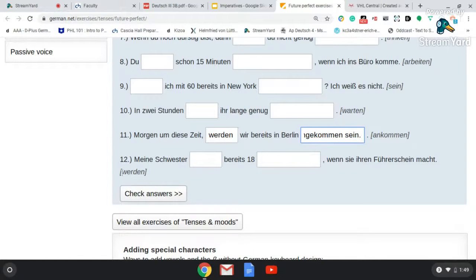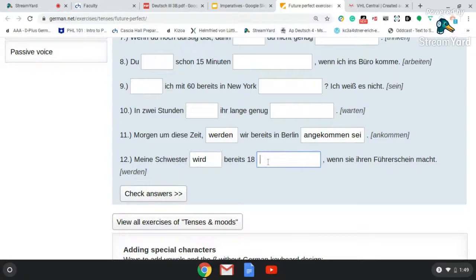Because this one's also a sein verb. Werden, to become, is a sein verb. Meine Schwester. Well, here we're going to use werden as future tense, so that's a whole different use of it. We're actually going to use werden twice in the sentence, or a form of it. Meine Schwester wird bereits 18.